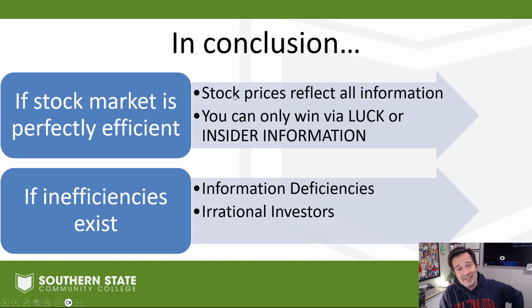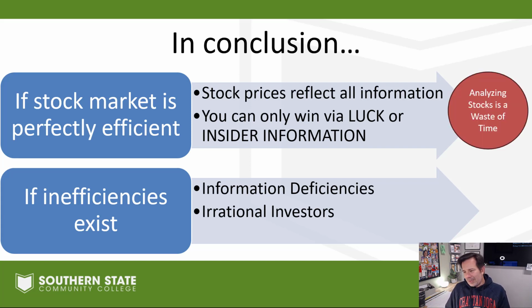So in conclusion, if the efficient market theory holds, then stock prices really reflect all the information that's out there. And you can only really win if you're lucky, like you're maybe in Walt Disney World when Space Mountain goes off the tracks and you get on your phone and buy puts right away or sell the stock right away before the price goes down. You can win if you're lucky or if you have insider information. If the stock market is perfectly efficient, that's the only way you can really win. And so under that idea, analyzing stocks is just a waste of time.